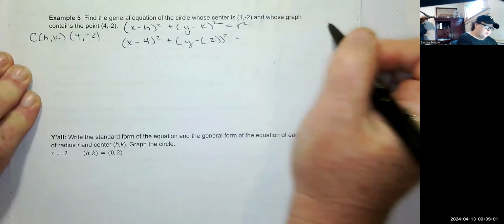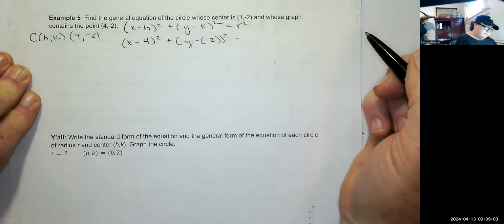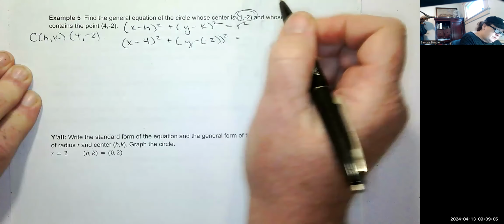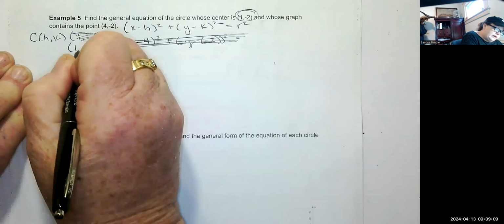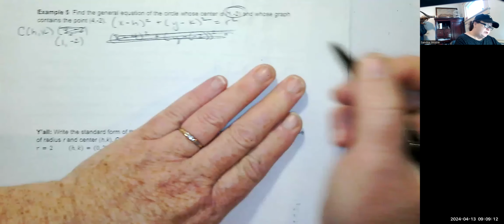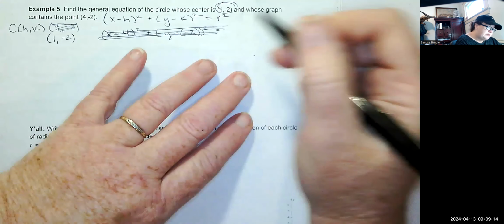And our radius is what? Oh, no, that's not our center. Our center is up here. Sorry, y'all. 1, negative 2. I didn't realize they gave it. This is the one with 2 points. So how do we know the radius?